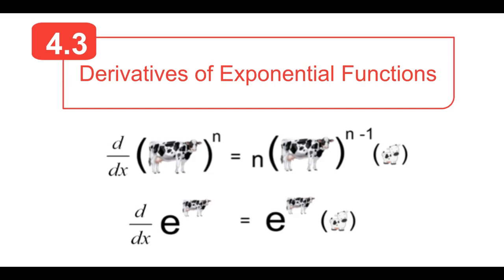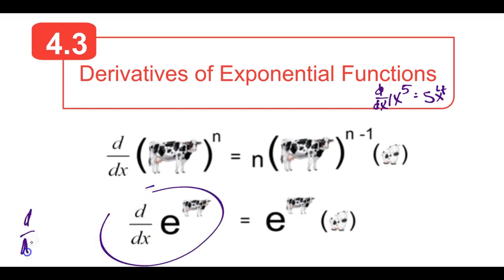Today we're going to be learning how to take the derivative of an exponential function. We already know how to take the derivative of a power function by multiplying by the exponent and then decreasing the exponent. What we haven't looked at is this scenario, taking the derivative of e to the x.